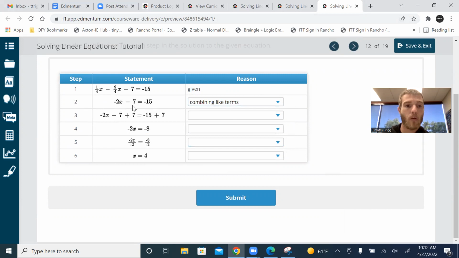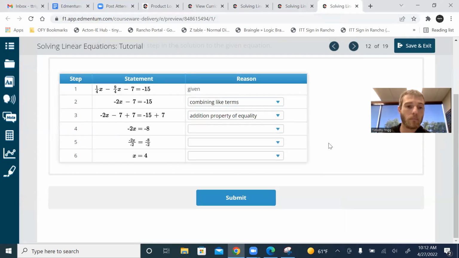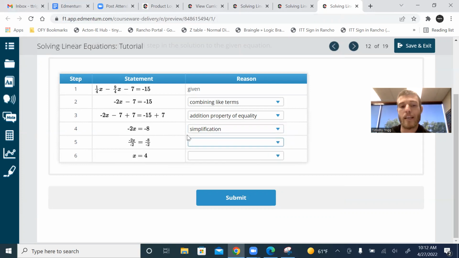Okay. What would be our next step? Well, I hope you can see we would use the addition property of equality, adding 7 to both sides of the equation to cancel out this minus 7. Then we combine like terms again. We would combine the -7 and 7. Those cancel. We'd also combine on the right side -15 plus 7, giving us -8. Here they're calling it simplification, but that's essentially the same as combining like terms.